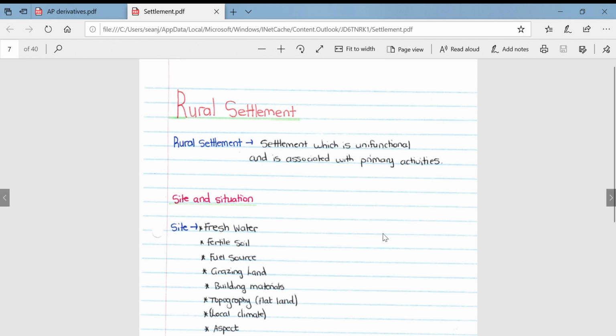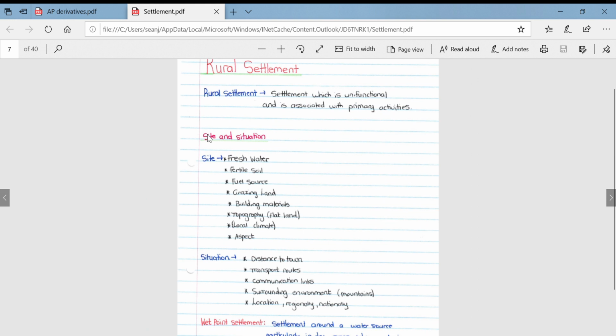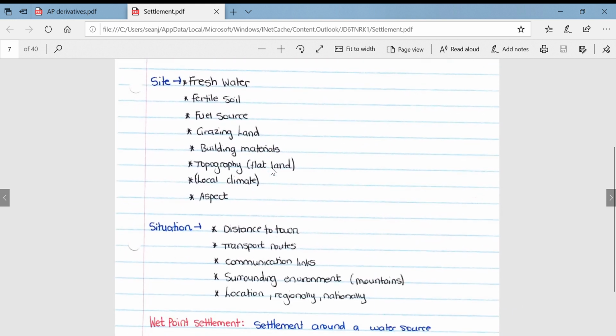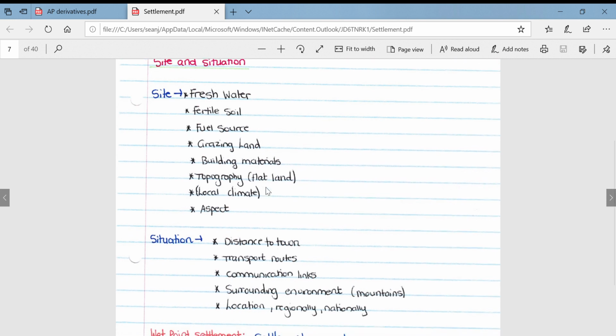This video will look at rural settlements, which forms part of the settlement section of the geography syllabus. So when we look at rural settlements, a rural settlement is defined as a settlement which is unifunctional and is associated with primary activities. In terms of looking at the site and situation of rural settlements, of course, site and situation, exactly what they are, I have discussed in my introductory lesson to settlements.